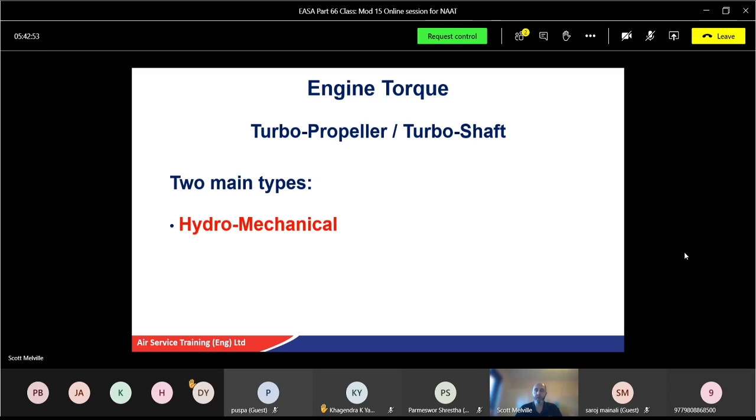First one, hydromechanical. So the other one must be... Electro? Yeah, electrical, simple as that. Mechanical and electrical. Hydromechanical, we use hydraulic pressure. And electrical, we also use the type of phonic wheel setup, which we've seen already.